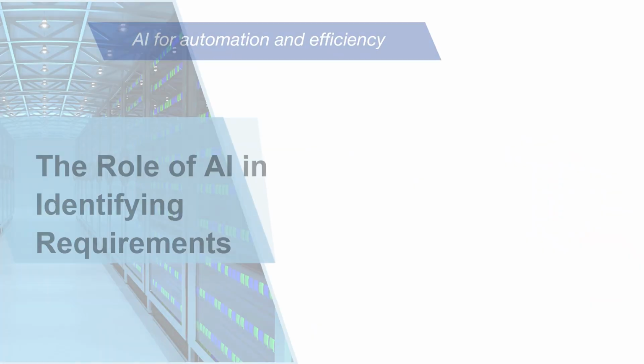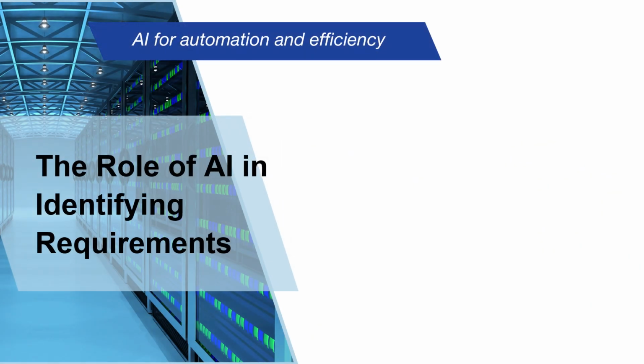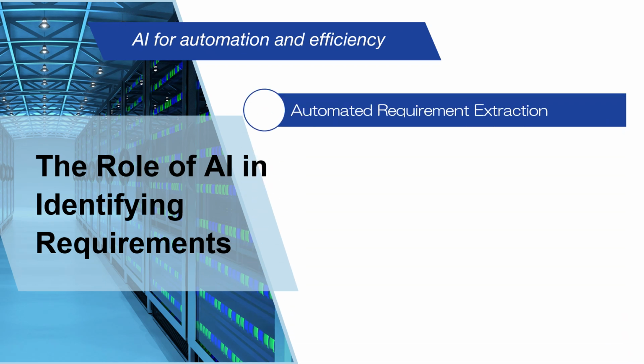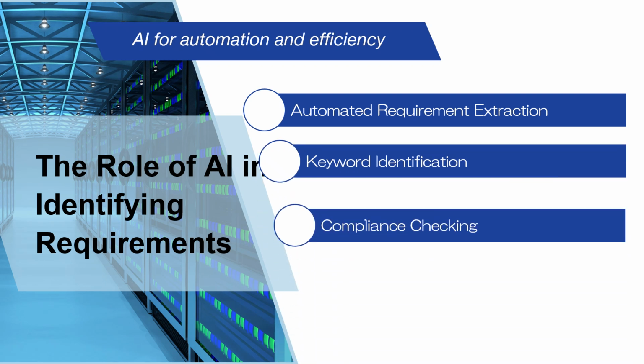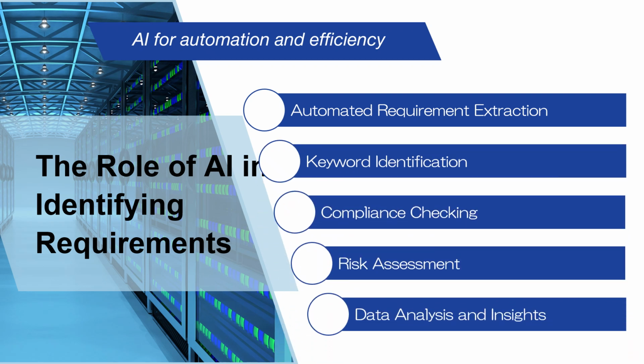The role of AI in identifying requirements. AI is becoming very helpful here. It can automate the process of finding and categorizing requirements, making it faster and more accurate. AI can extract requirements, identify keywords, check compliance, assess risk, and even analyze data to find patterns. It's like having a tireless assistant that never misses a detail.